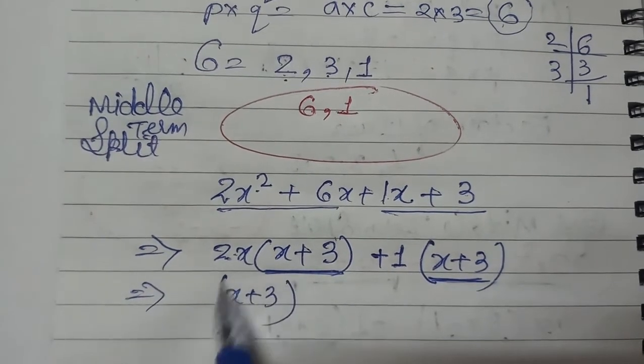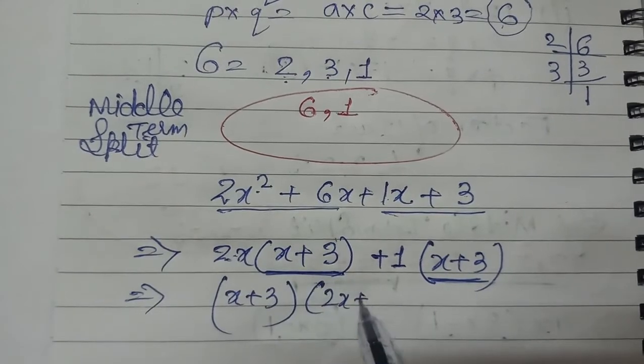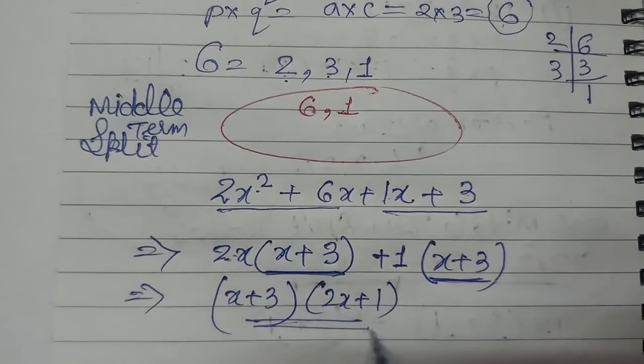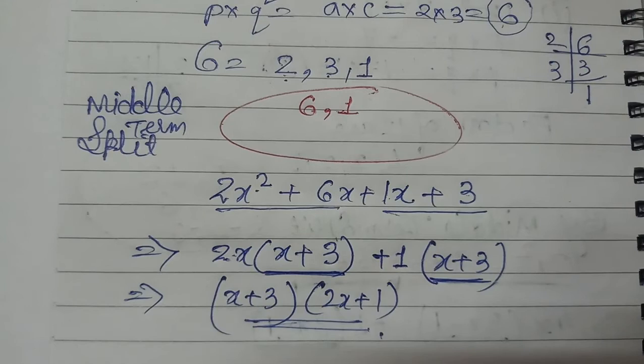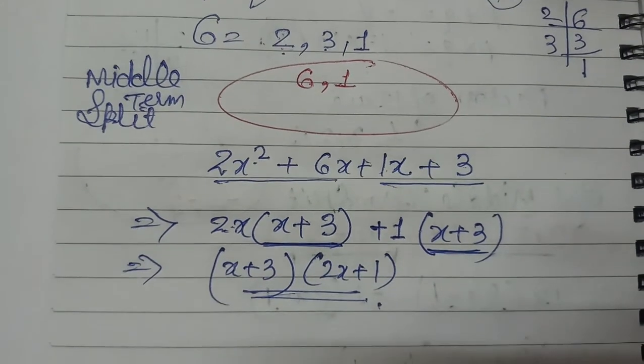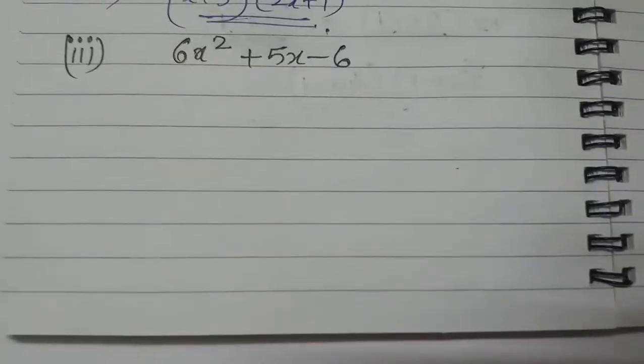Now x plus 3 is common again. So what is left inside? 2x plus 1. So see, children, how we have split the middle term and factorized this. Now let us do the third part of this question.